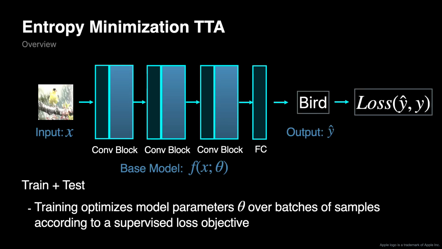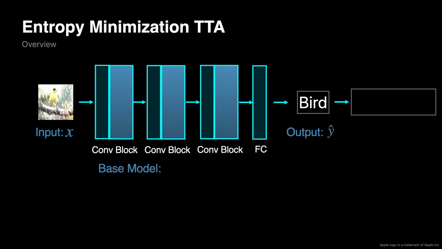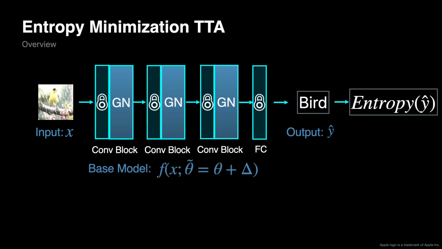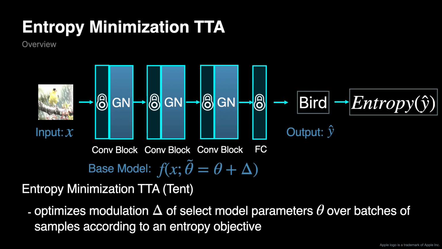As mentioned previously, we assume that our model F has been pre-trained on some data domain using, for example, a supervised loss objective. At evaluation time, we employ entropy minimization, a method known as TENT. Here, a majority of the model is frozen, and only a small portion of the model, such as the norm layers, are updated according to the batch entropy, which we refer to as a modulation delta.